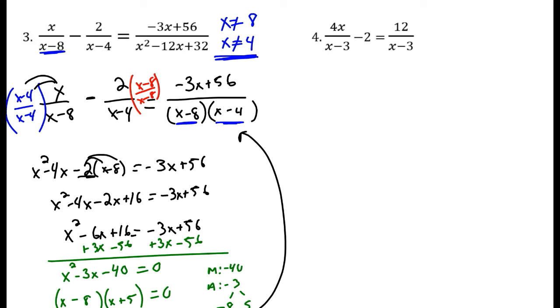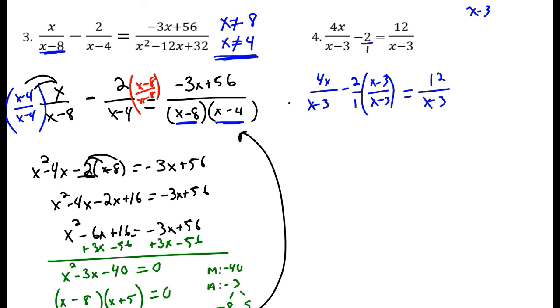Number 4: 4x over x minus 3 minus 2 equals 12 over x minus 3. Well, that 2 is really over 1, isn't it? So everyone needs an x minus 3. So I've got 4x over x minus 3 minus 2 times x minus 3 over x minus 3, because he doesn't have an x minus 3 on the bottom, it just has a 1, equals 12 over x minus 3.